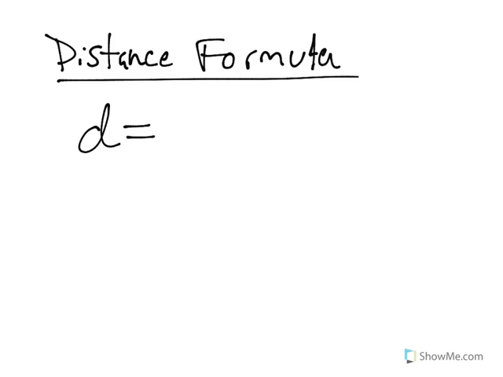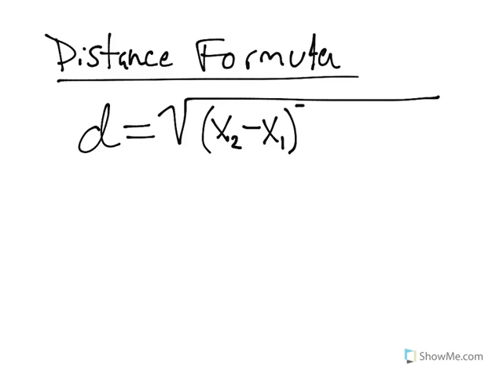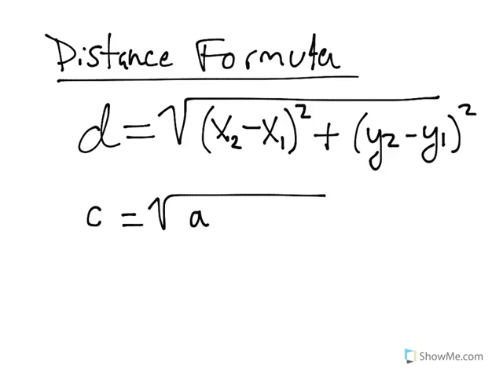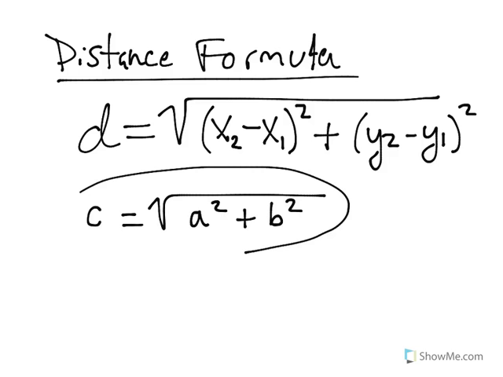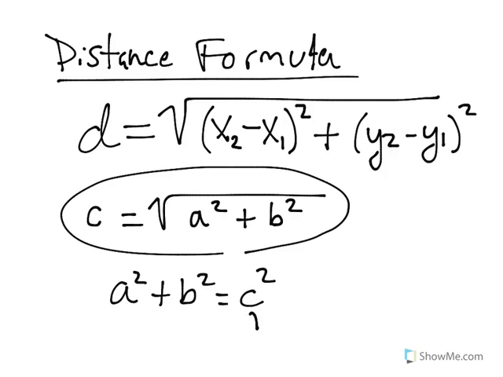It looks like this. D, which is distance, is equal to the square root of x2 minus x1, the quantity squared, plus y2 minus y1, the quantity squared. Now, where does this come from? Let me show you real quick. C equals the square root of a squared plus b squared. How do we get this? By solving the Pythagorean theorem for the letter C.